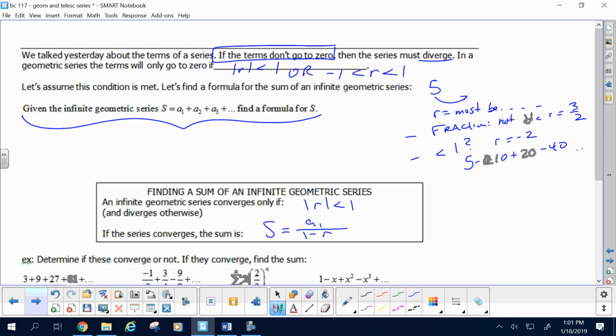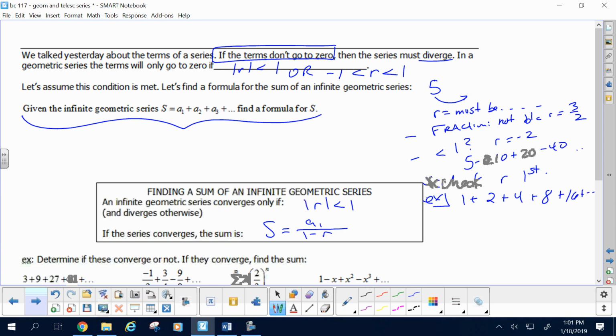Are you with me? Please, I beg you, don't be the knucklehead. Every year there's a knucklehead. In fact, several knuckleheads. Don't be the knucklehead. Check R first. I guarantee you, I'm going to put a problem on the test, and it'll be this. 1 plus 2 plus 4 plus 8 plus 16 forever.